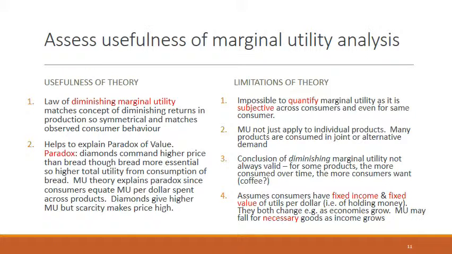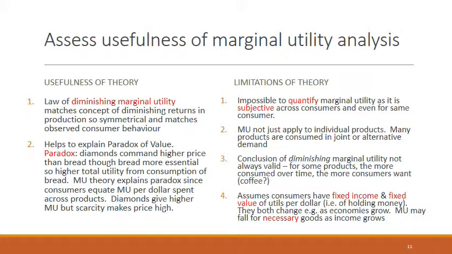Secondly, it helps to explain the paradox of value. Remember, diamonds command a higher price than bread, though bread in a sense provides more total utility. You can live on bread alone, but not diamonds. The marginal utility theory does help to explain the paradox, because what it states is that consumers equate the marginal utility per dollar spent across all products.